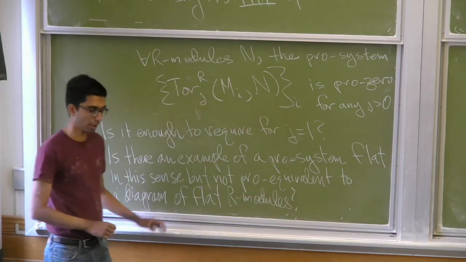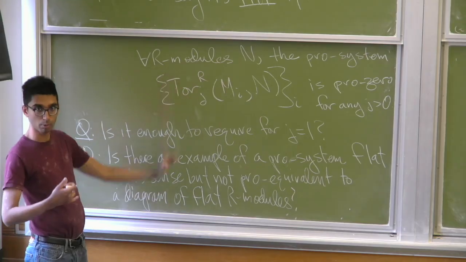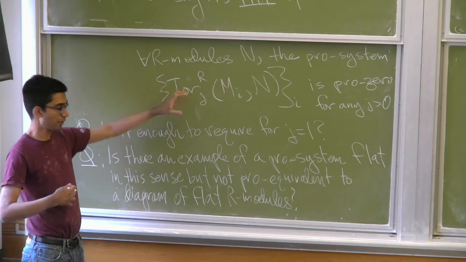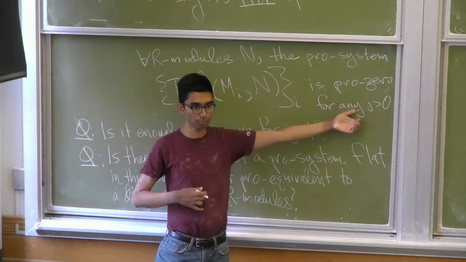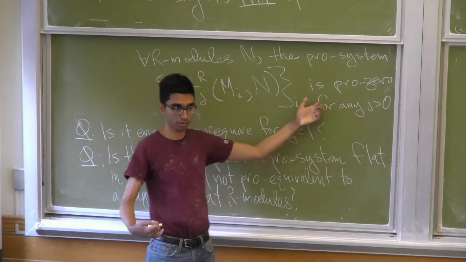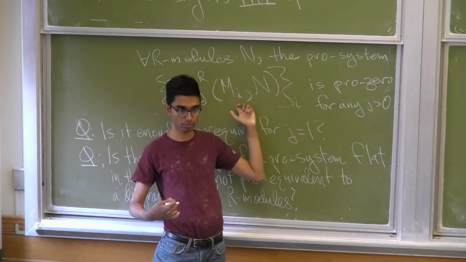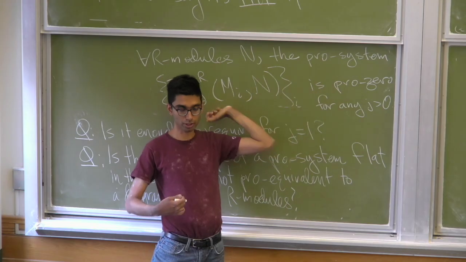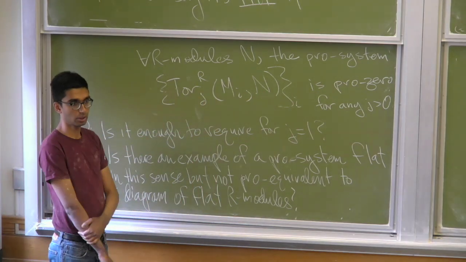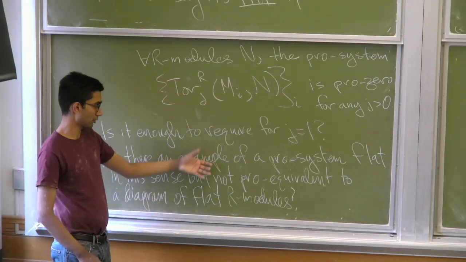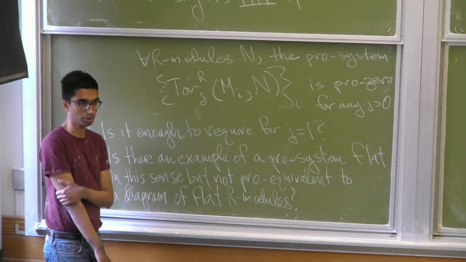Okay, and I think these questions are maybe related, because one comment is that if you have a pro system which is pro-equivalent to a tower of flat modules, then you actually get something slightly stronger than this. Namely, you get pro zero uniformly in all j greater than zero. So for example, the direct sum over all j greater than zero of these pro systems is also pro zero. But this is a slightly weaker condition. So okay, this is the question. I would hope or assume that the answer is that there is such an example, but we're not able to come up with one.